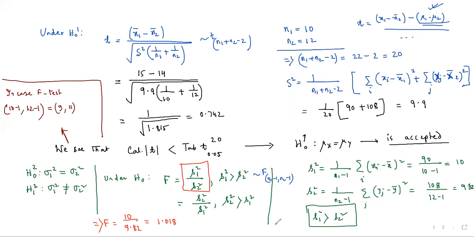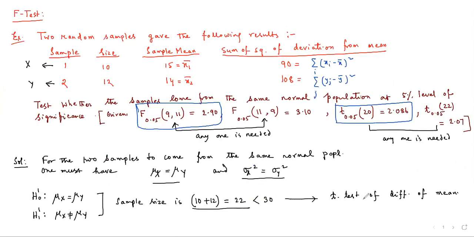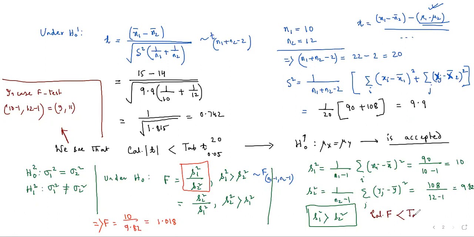So if I compare the value, what we obtain is the following, that we find that calculated f is actually less than, it is 2.90. So calculated f is actually less than the tabulated f at 9, 11 degree of freedom.